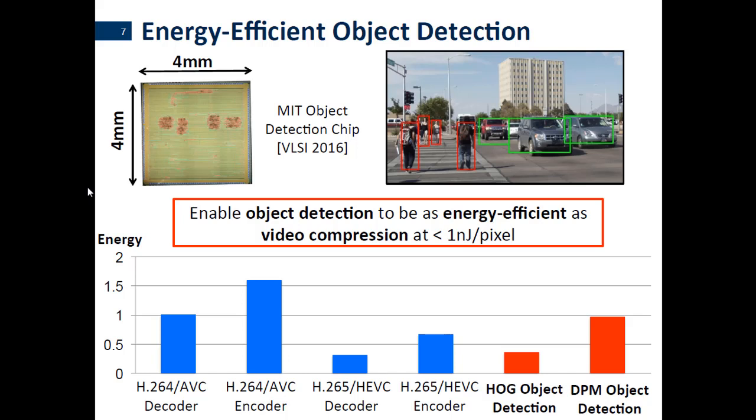So now for the same energy it takes to compress the video, you can actually understand the video. This was operating on an HD image, and you can detect multiple objects at the same time, for example cars and people at various scales. So the message here is that HOG features are very efficient already, if you really squeeze the power.